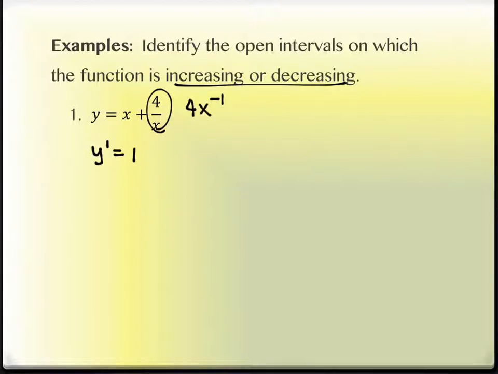What's the derivative of 4x to the negative 1? Negative 4x to the negative 2, and then I'll change it. Thank you, Kaylee. Yeah, so negative 4, right, the negative comes down, and then decrease the negative 1 by 1 gives me negative 2.